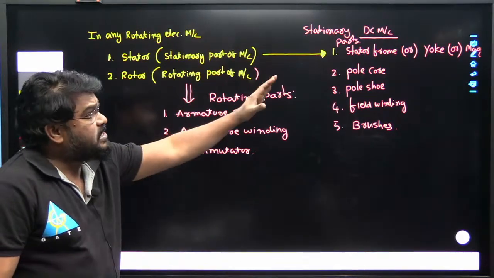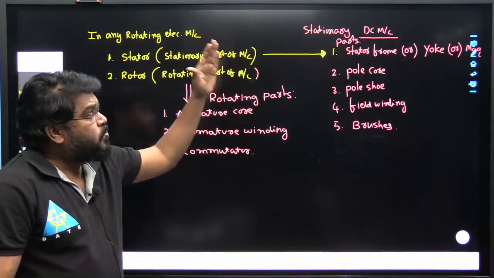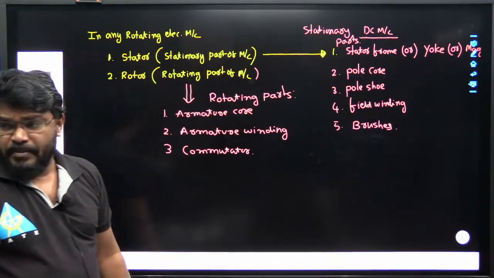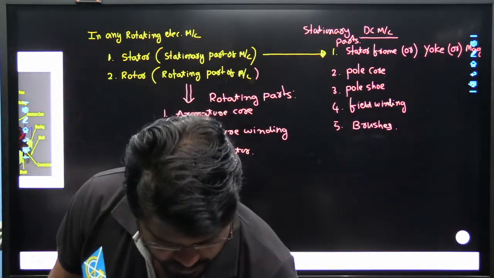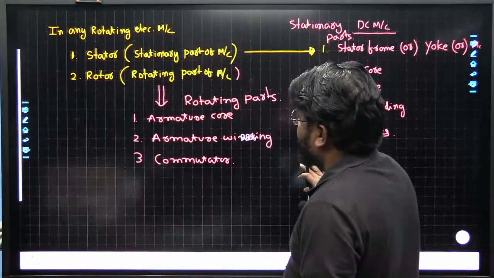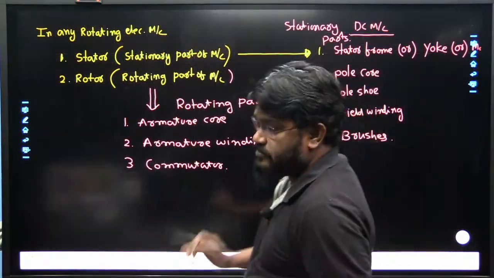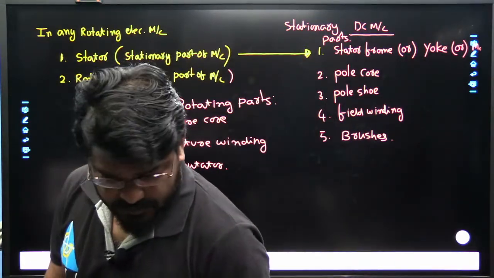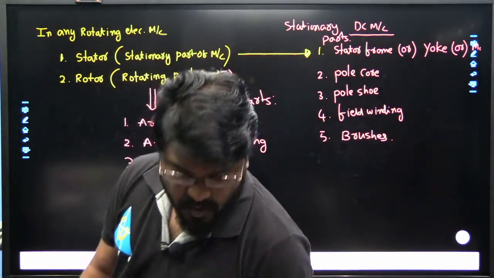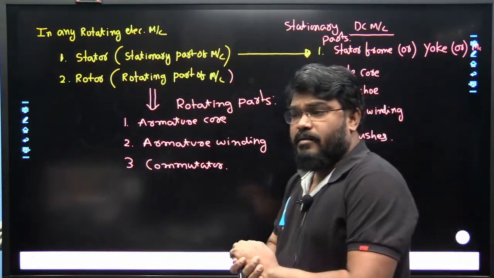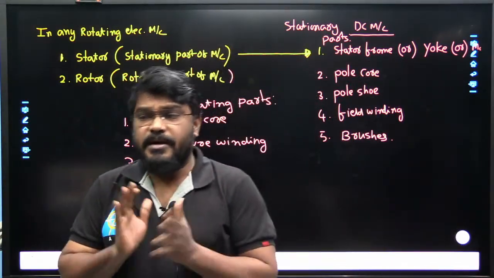And what are the stationary parts? The stator frame, pole core, pole shoe, field winding, and brushes. Okay, all of you clear my point? Is that clear, everyone? Yes or no? So these are all the stationary parts of the DC machine.